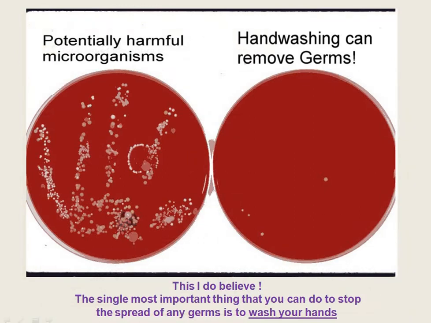So as we see, the potential harmful microorganisms in a slide: there are a lot of organisms we can see growing in the petri dish. But on the right, after washing the hands, the germs are cleaned, and therefore the least number of germs can be seen. So I believe the most important thing we can do to stop the spread of germs is to wash your hands. Wash properly, wash thoroughly, and we can get the best result.